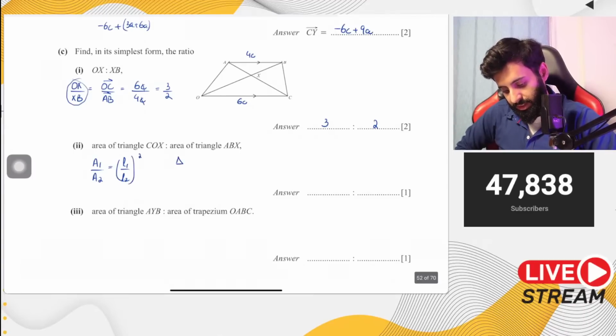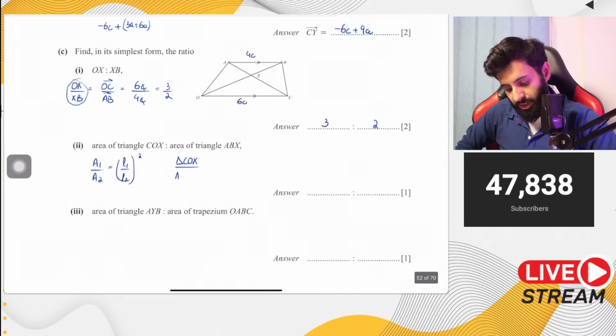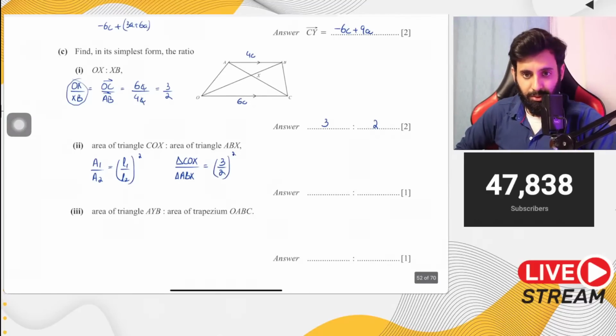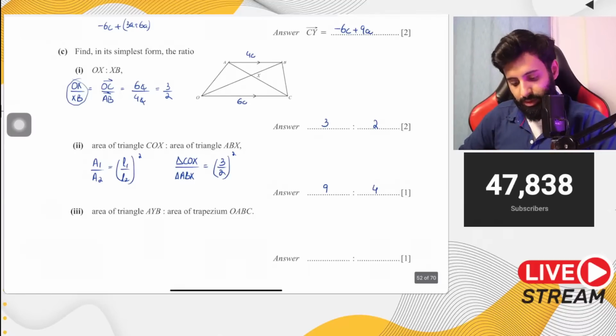So take any length of triangle COX and put it in the numerator, and take the corresponding length of ABX and put it in the denominator. Now since we already have the ratio of their lengths, we already know that the ratio of the lengths is 3 upon 2. So that's just what we're going to square. So you square 3 upon 2 and you get 9 upon 4.